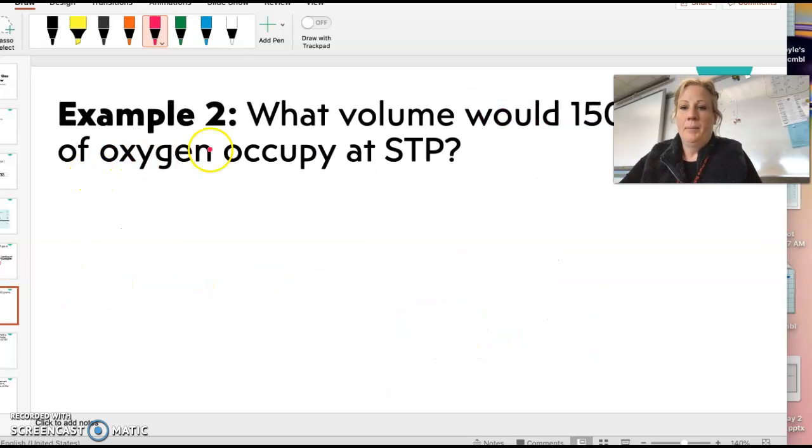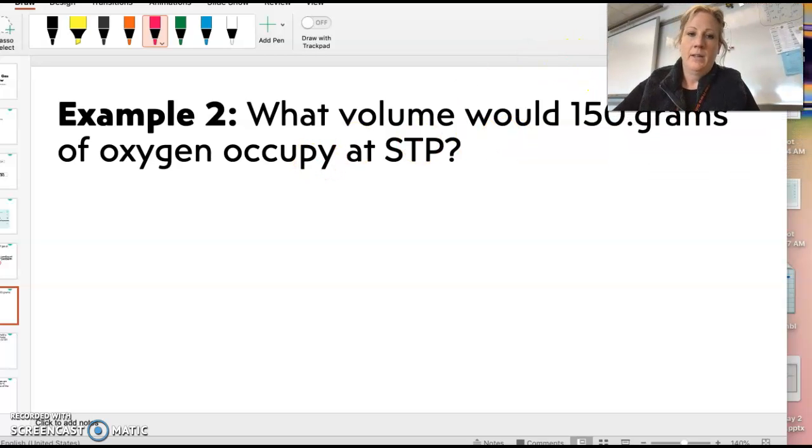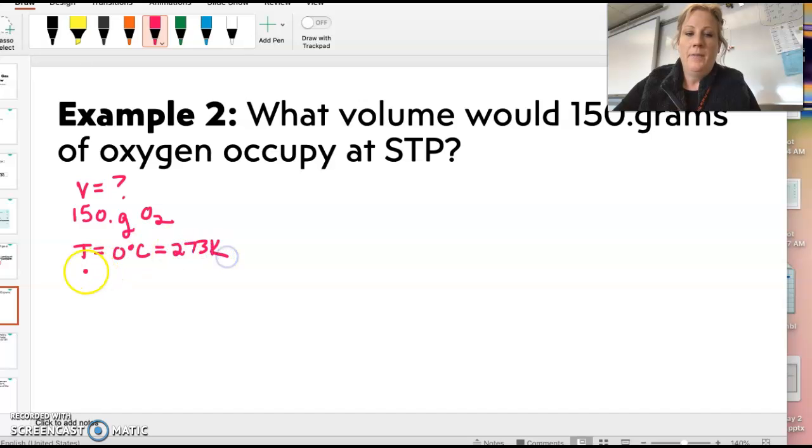All right, let's do another type of problem. In this question, we're being asked for the volume, and we have 150 grams of oxygen at STP. If you remember from previous presentations, that means the temperature is 0 Celsius, which is the same as 273 Kelvin, and the pressure is 1 atm.